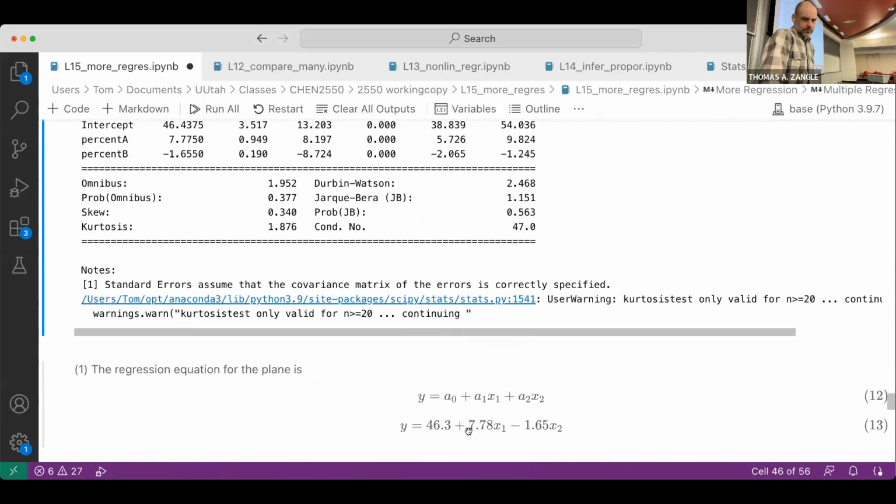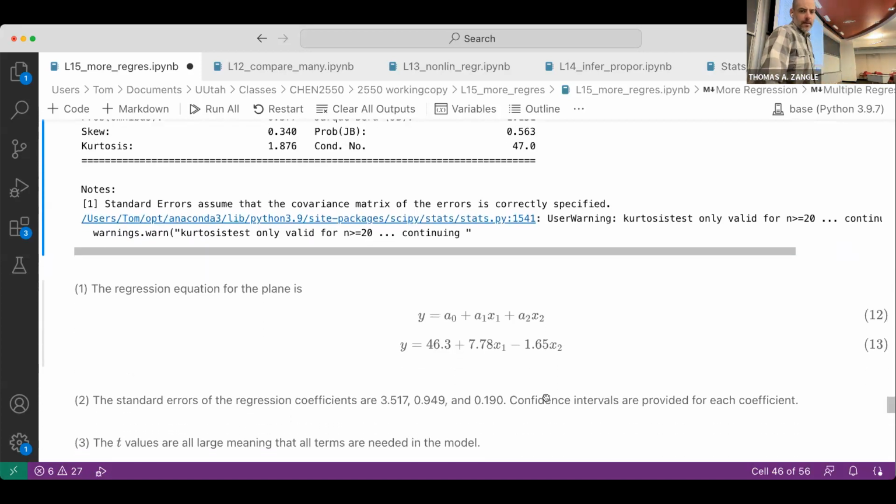So from that, we put that back into the formula that we were regressing against, right? So we had two inputs, x1 and x2, right? This was percent A and percent B. So our full model was some constant plus some coefficient that we were trying to find times percent A plus another coefficient we were trying to find times percent B. And from that table, we can read out that our intercept was 46.3. Our coefficient times percent A was 7.8, and our coefficient times percent B was minus 1.6 or 1.7.